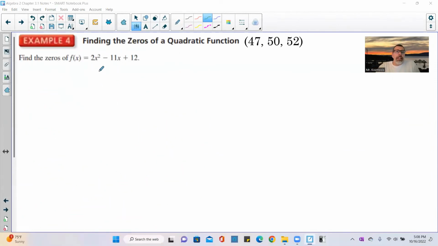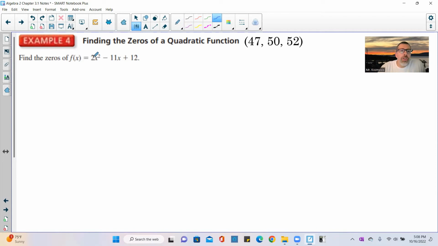Okay, this example here is giving us a value where a is not 1. It says finding the zeros of a quadratic function. After doing example 4, you should be able to do 47, 50, and 52 on your homework. And again, I'm going to show you a different way to do this than the squares.